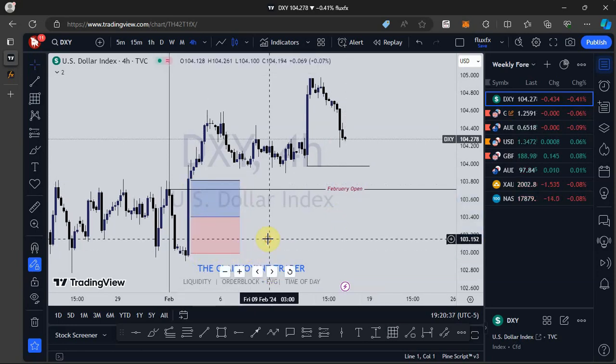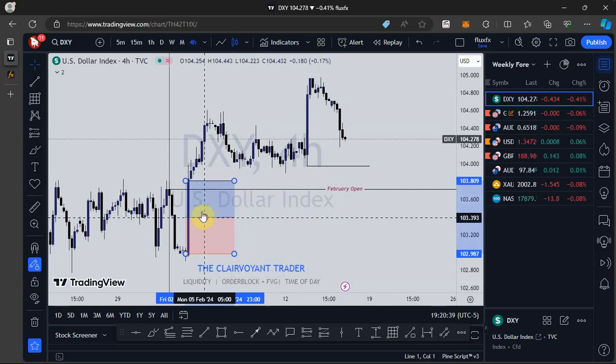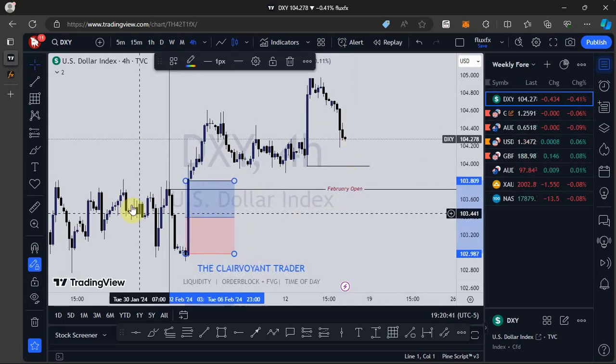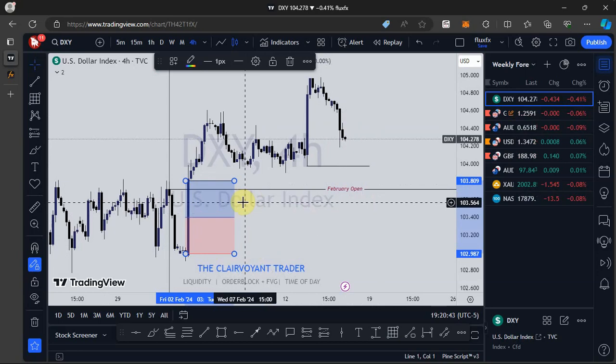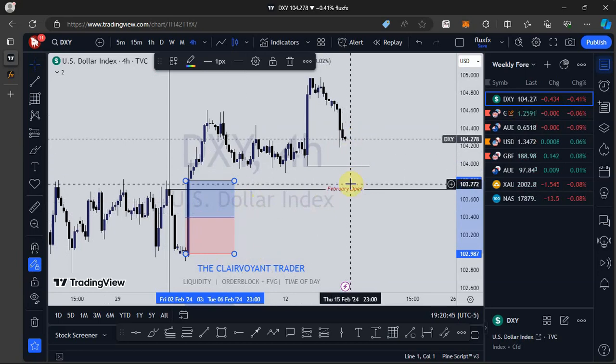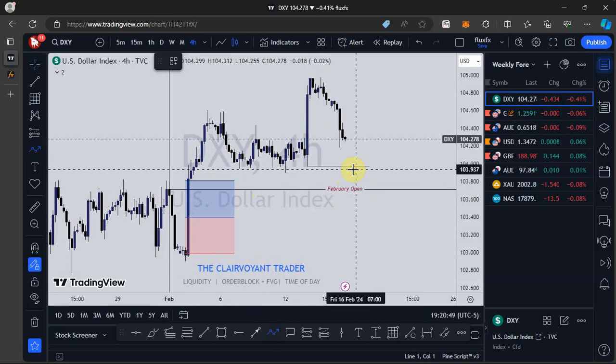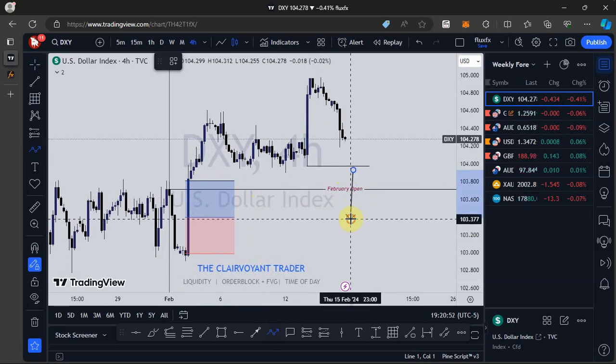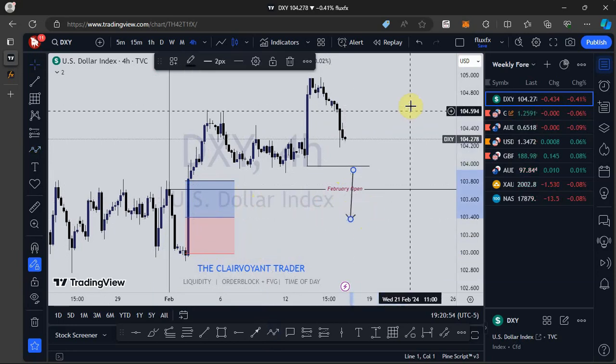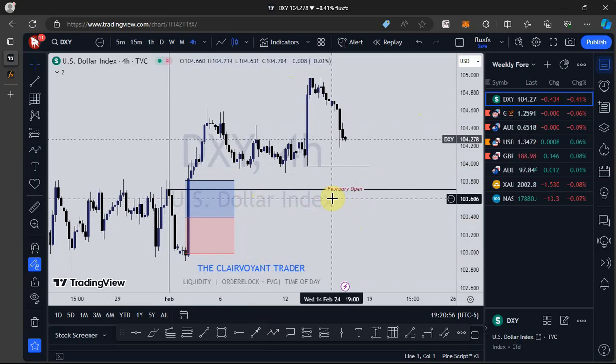Price might likely push to the downside to at least fill 50% of this impulse. That is, if price breaks and closes below this low, we might see price push down at least 50% of this impulse before we see a continuation to the upside. Because as it stands now, price is looking bullish.